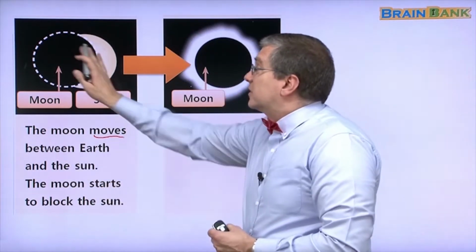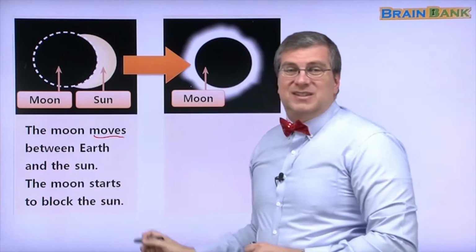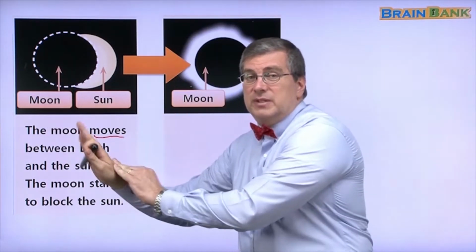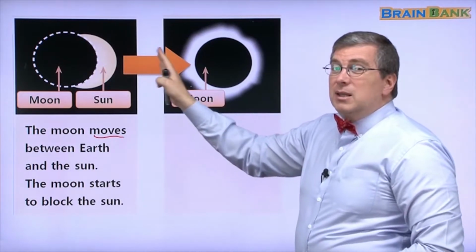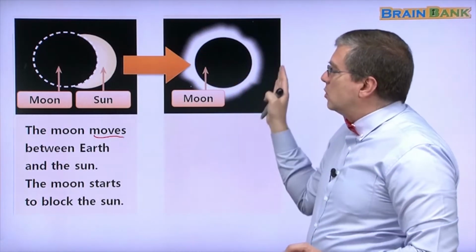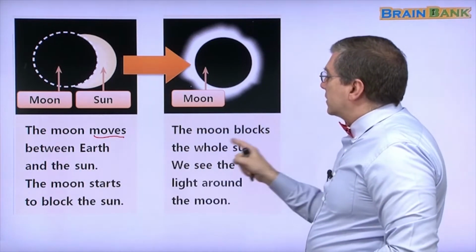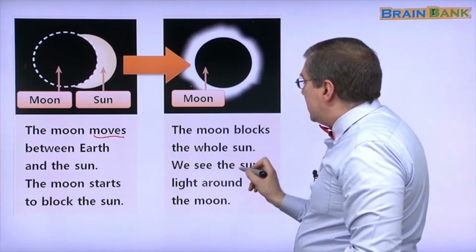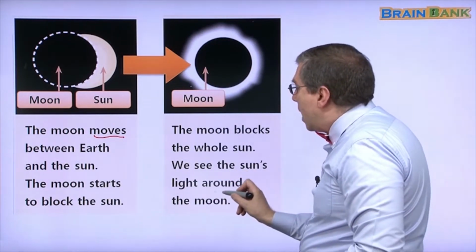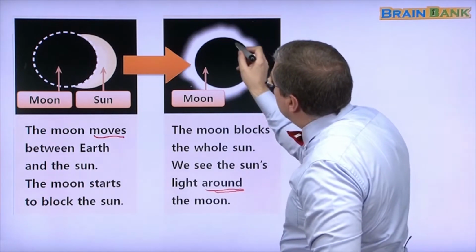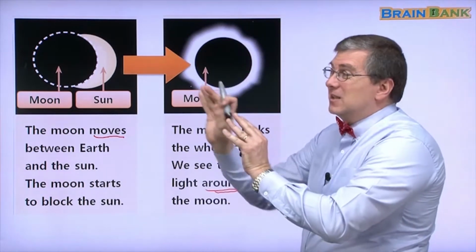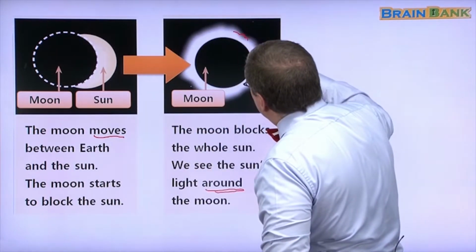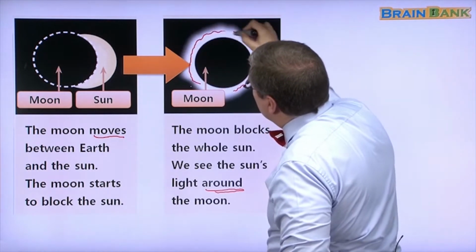The moon starts to block the sun. So the light from the sun is blocked, stopped. A little while later, the moon blocks the whole sun. We see the sun's light around the moon. We can't see the sun, right? But we can see the lights around the moon.